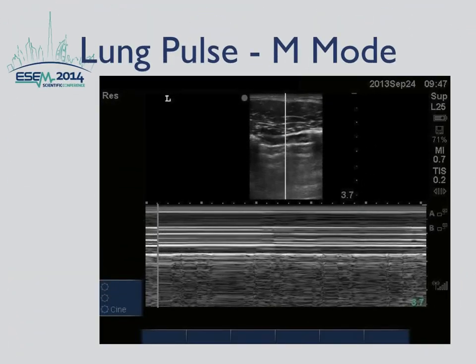And this is an M mode demonstrating a lung pulse. You don't really see obvious pleural movement, but you can see this rhythmic pleural movement with cardiac activity.